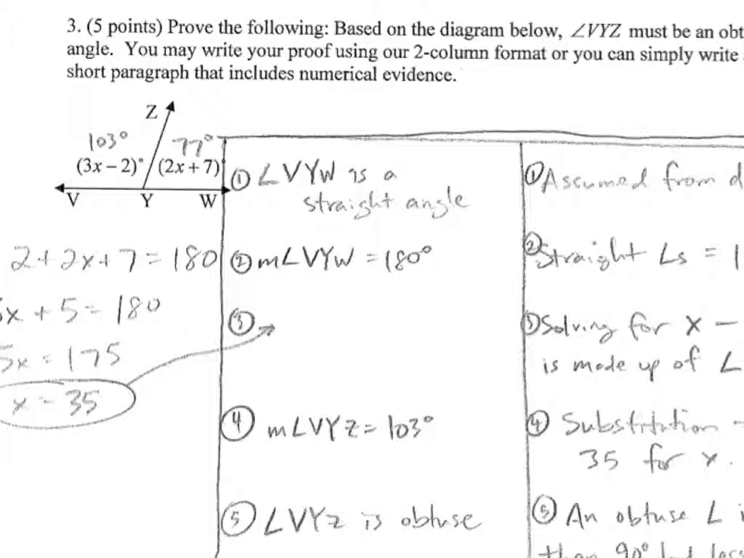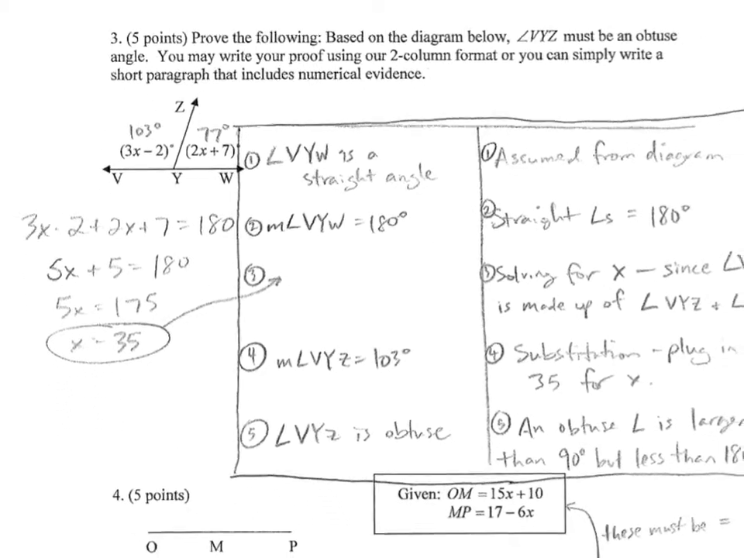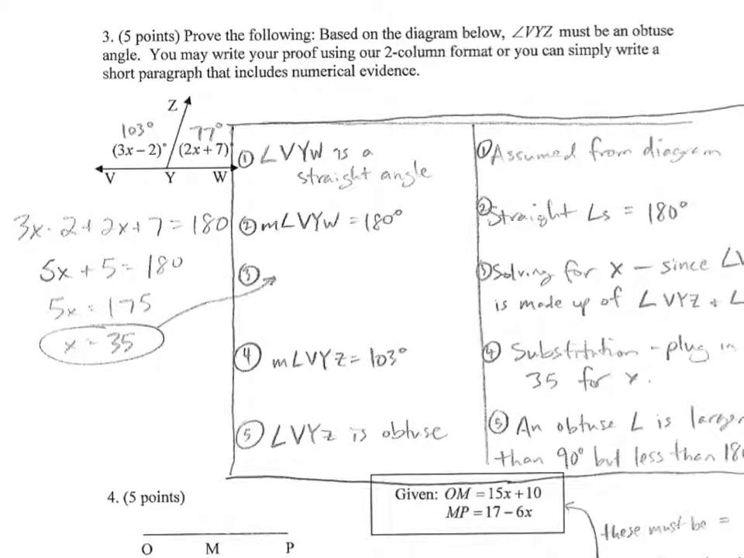So what we'll do is we have to start by saying and listing some of the things that we do know and can actually conclude from the diagram. So somewhere in the proof I've got to see that you have listed this angle VYW as a straight angle, which makes it 180 degrees.